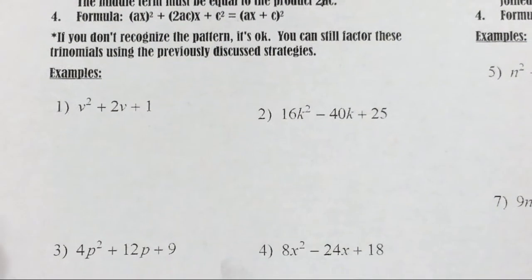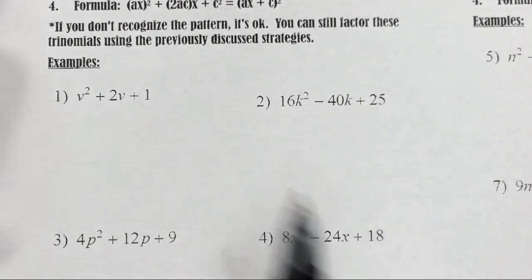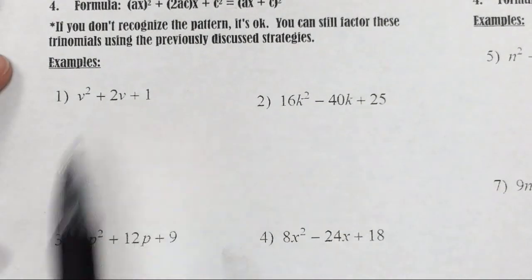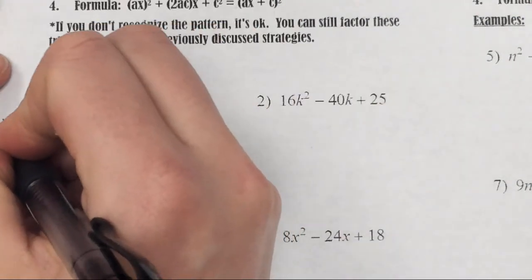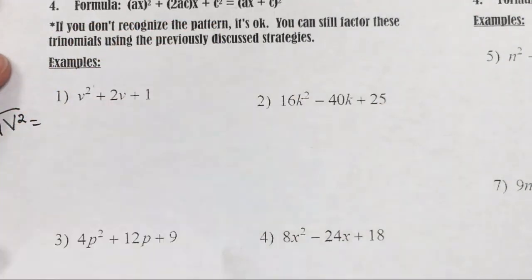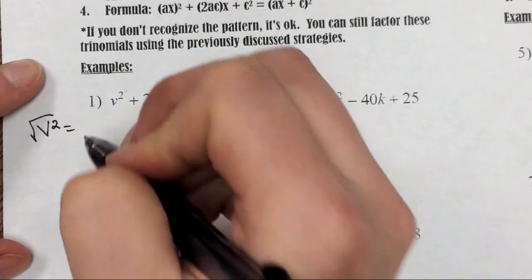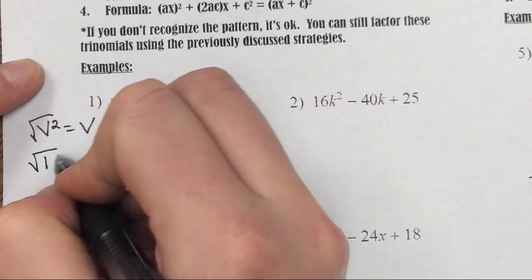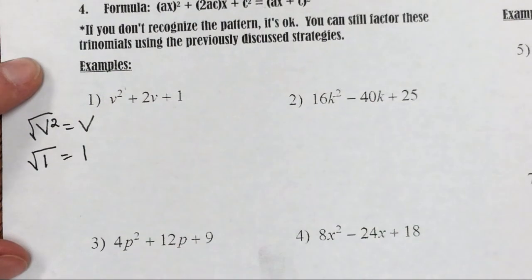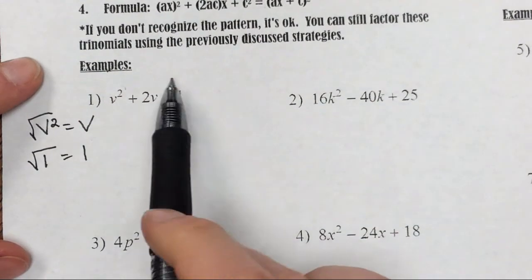All right, so question number 1, I have v squared plus 2v plus 1. First thing I'm going to do is check to see if my first term is a perfect square. The square root of v squared is v, so that is a perfect square. And I'm going to check my last term, 1. Square root of 1 is 1, so that's also a perfect square. And then I need to check my middle term.